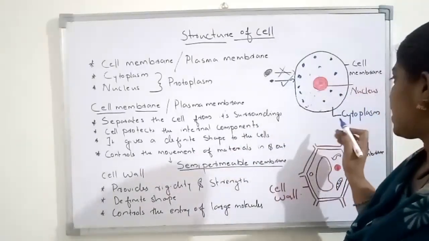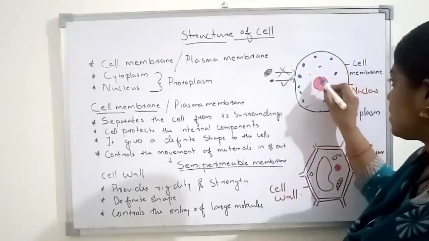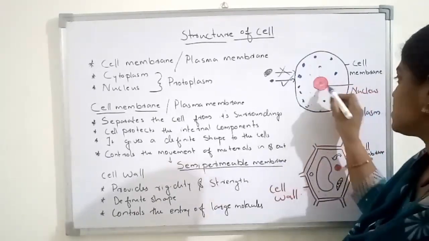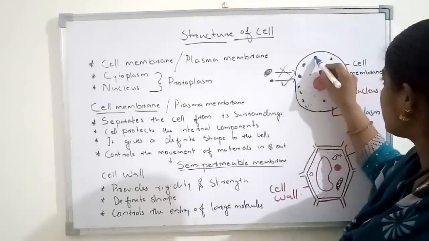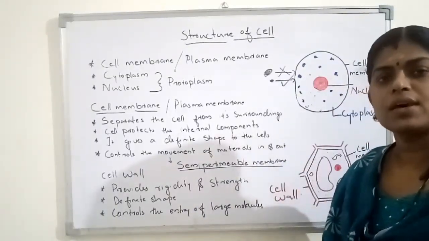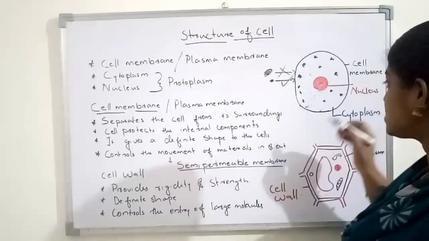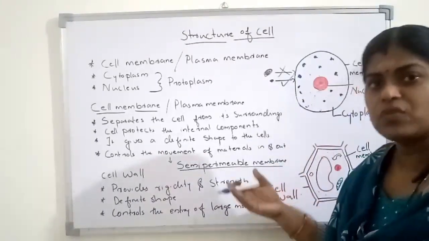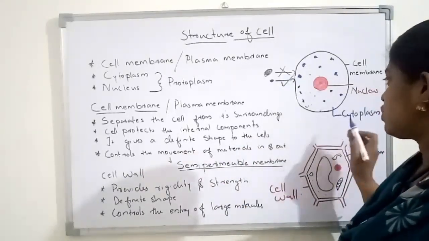You can see that inside this cell there is one red sphere-like structure in the center. This is the nucleus of the cell. And these blue particles that you can see are a jelly-like material, which we call cytoplasm. Cytoplasm is a jelly-like material just inside the cell membrane, and that is known as cytoplasm.